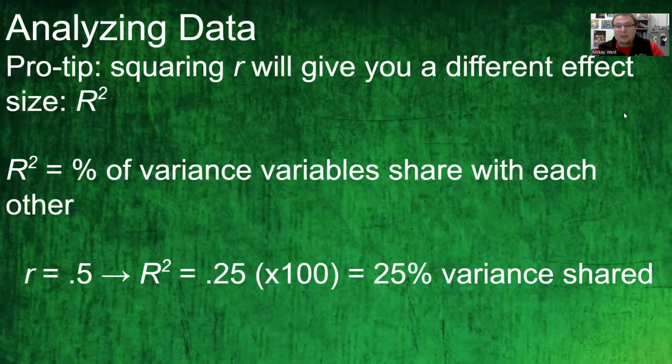Another one, just a little pro tip, a fun fact for you, is that there's actually another effect size you can use known as R squared. Simply, if we have a little r and you square it, it becomes big R squared. Don't get lost in the capitalization, but they do stand for different things. The little r tells us the effect size, the relationship between those two variables. The big R squared actually tells us something different. It tells us the percentage of variance that variables share with each other.